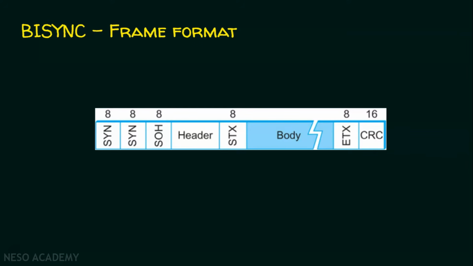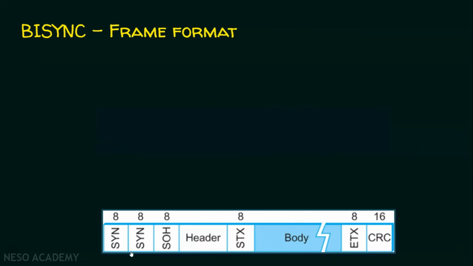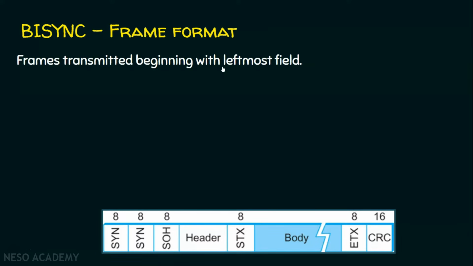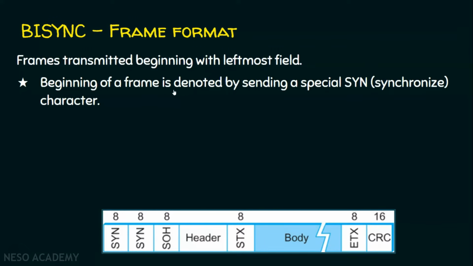Let's see the frame format in detail now. The frames that are transmitted will be starting from the leftmost side because this is the starting point. The frames are transmitted beginning with the leftmost field. So this is the leftmost field. The beginning of a frame is denoted by sending a special syn or synchronized character. This is repeated twice.